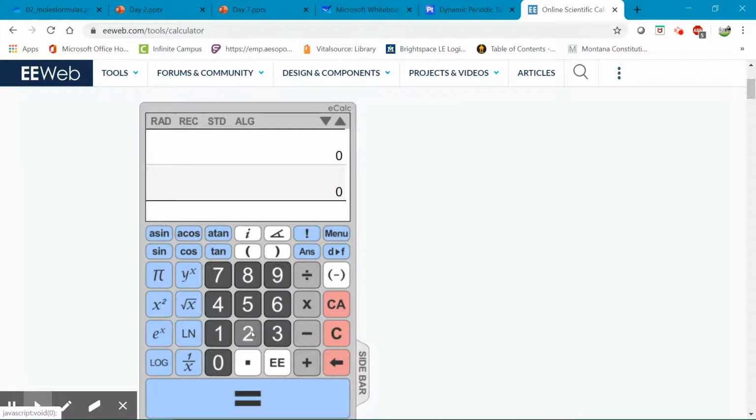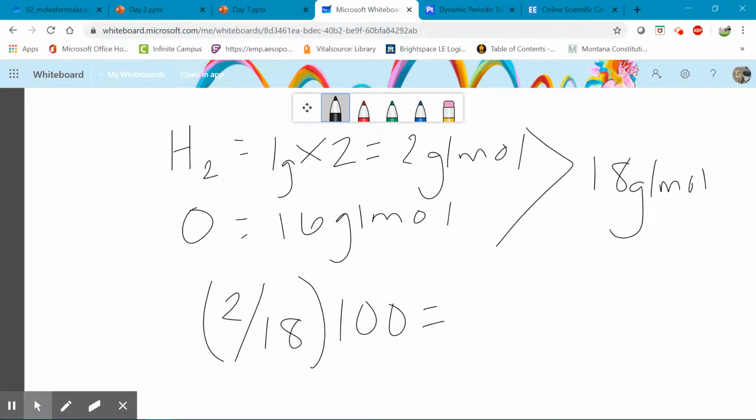So for this particular case, though, it's just a generic function of 2 divided by 18, and it's 0.11 times 100, which obviously becomes 11.11%. Okay, and so if you were to do it the other way, the oxygen should make up the other 88.89% of the entire amount. So that's percent composition. The entire thing should equal 100%.